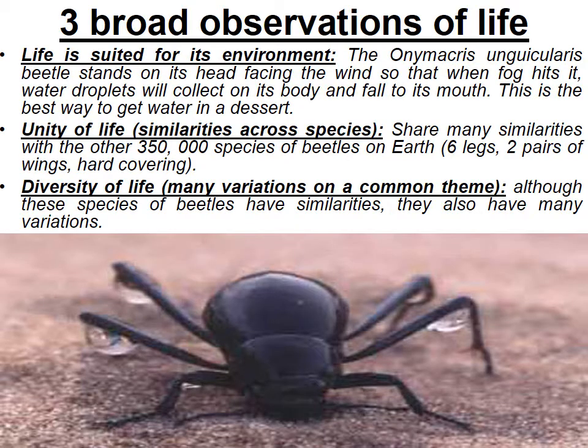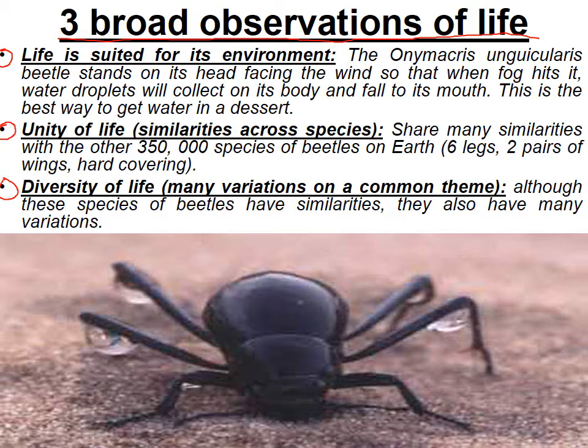Before we go into more details on the theory of evolution, I want to talk about the three broad observations of life. The theory of evolution that we know today, as it was proposed by Charles Darwin, who we'll learn later on as the father of evolution, really helps to explain these three broad observations of life on Earth today, the biological history. The first observation is that life is suited for its environment. The second is the idea of the unity of life. And the third is the diversity of life.